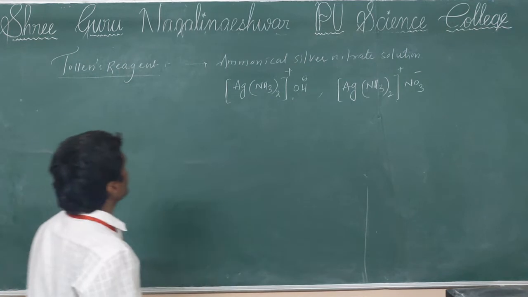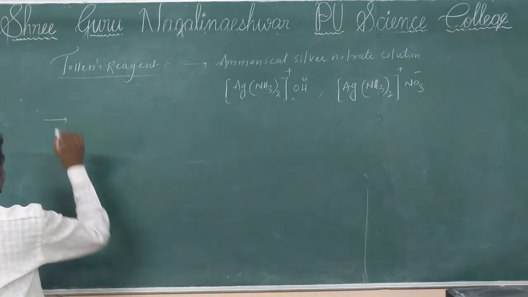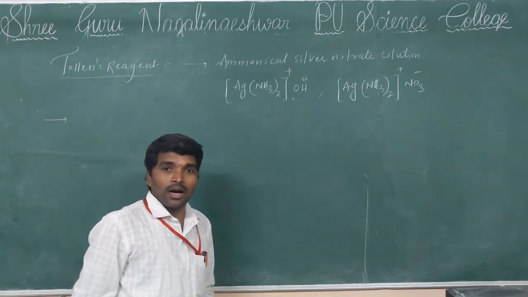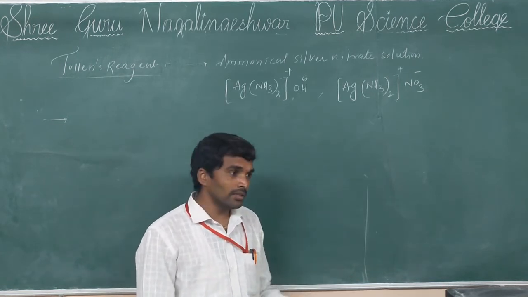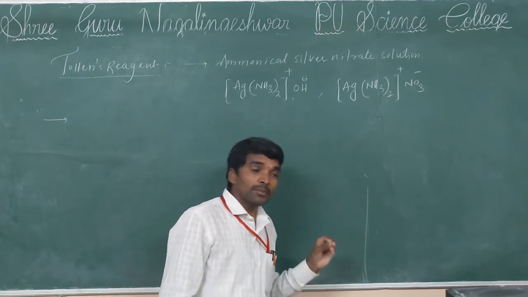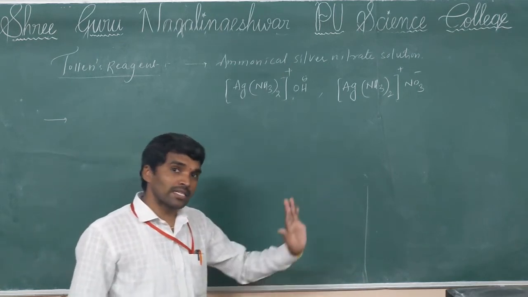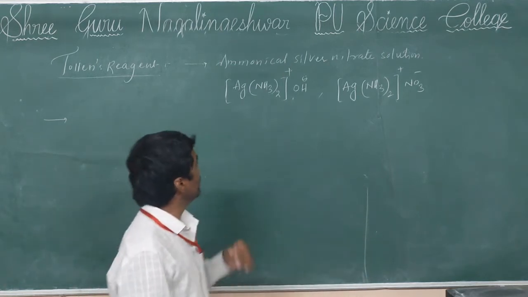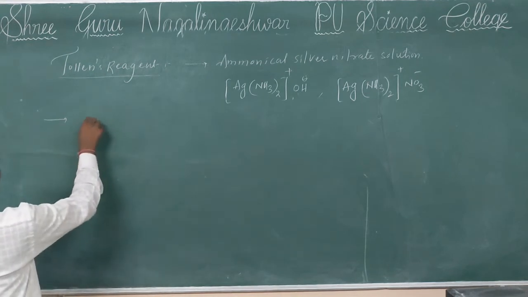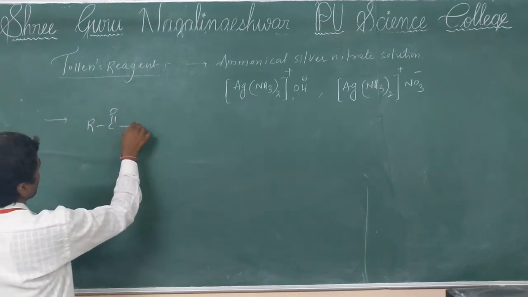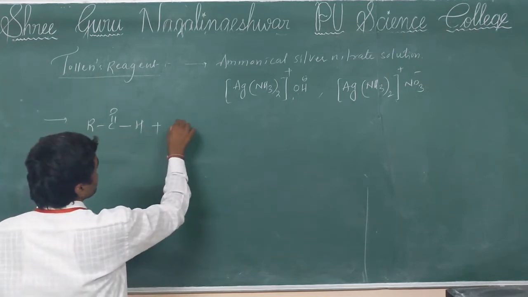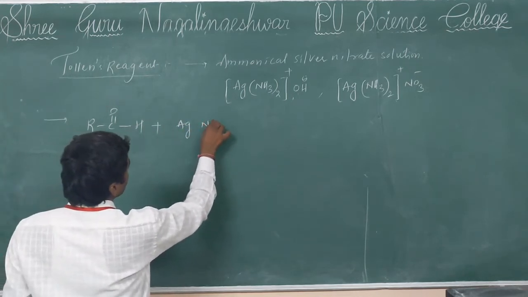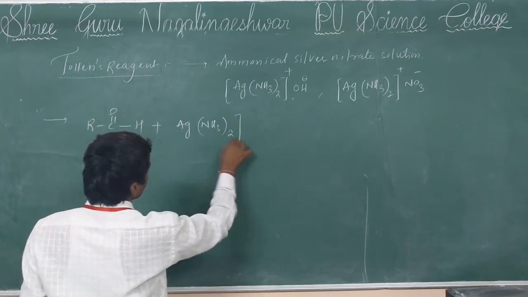Now, this Tollens reagent oxidizes the aldehyde to carboxylic acid or carboxylate ions. Now we will see the reaction. Here I am taking RC double bond OH. This is aldehyde. Reaction with the Tollens reagent.